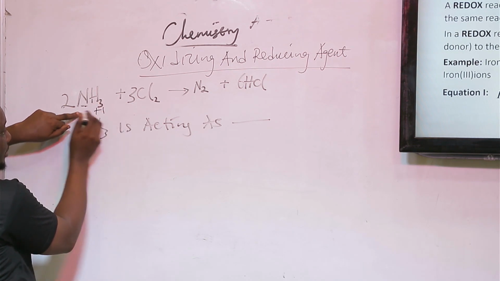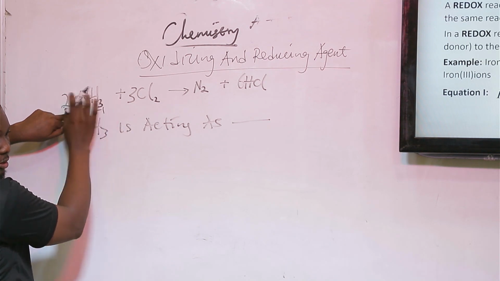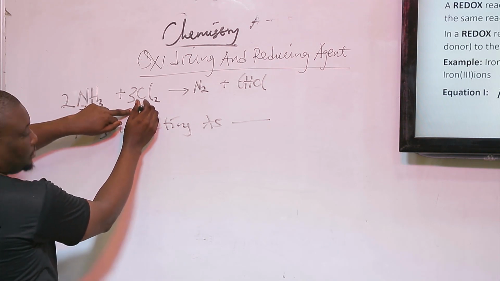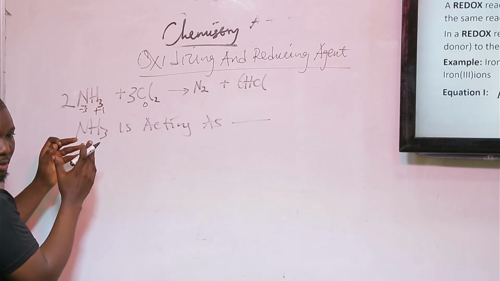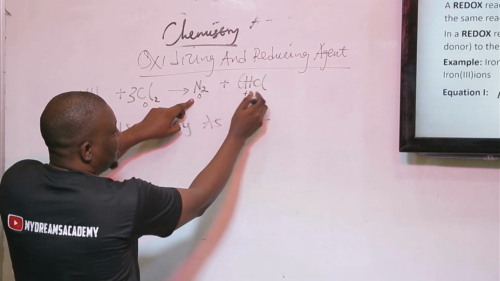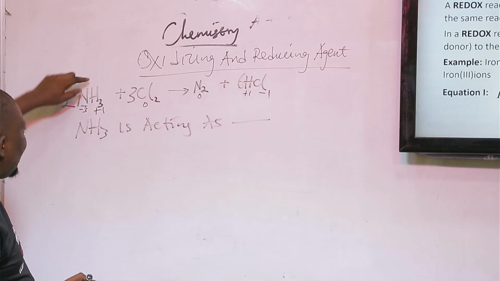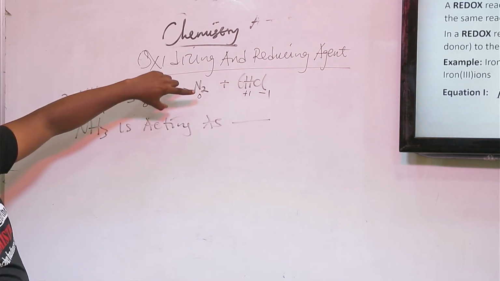So check it. Here is what? -3. Are you with me now? As a summing up of everything here, this is 0 because it's in elemental, uncombined state. This is also 0. This is +1, -1. So this will give you a kind of background to what is happening in the reaction. Check.